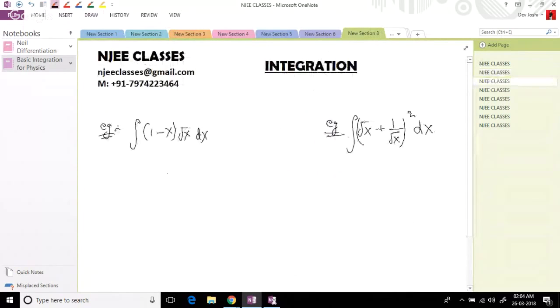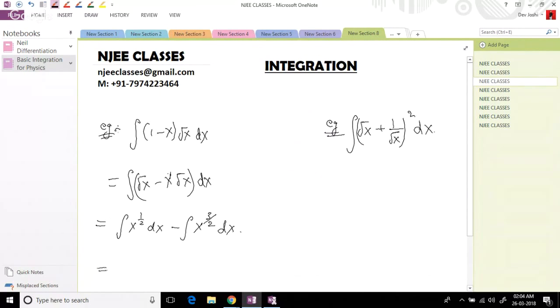Next, we can multiply root x with all the terms in this case. So we have the integral of root x minus x root x dx. Now it is equal to the integral of x to the power 1 by 2 dx minus the integral of x to the power 1 times x to the power 1 by 2, so 1 plus 1 by 2 gives x to the power 3 by 2 dx.